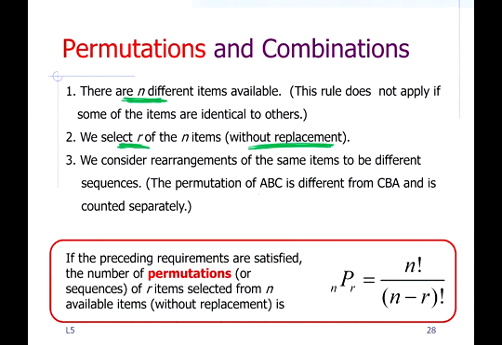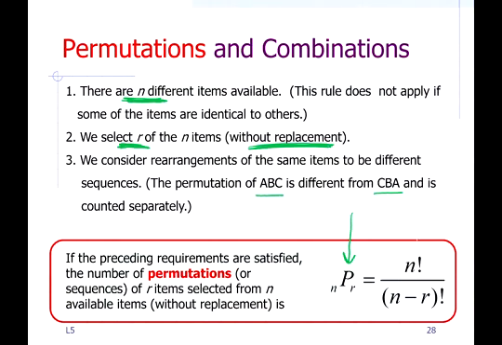So down here, the permutation of A, B, C and the permutation C, B, A are different. Same 3 letters, but they're different permutations. All right, so our notation for permutation is capital P with a lowercase n and a lowercase r subscripts. And the formula for permutation is n factorial divided by (n minus r) factorial.